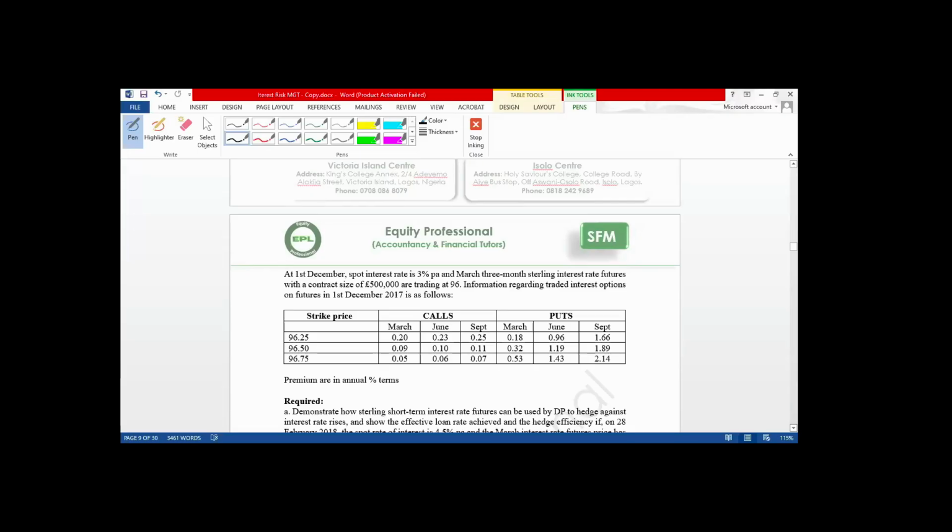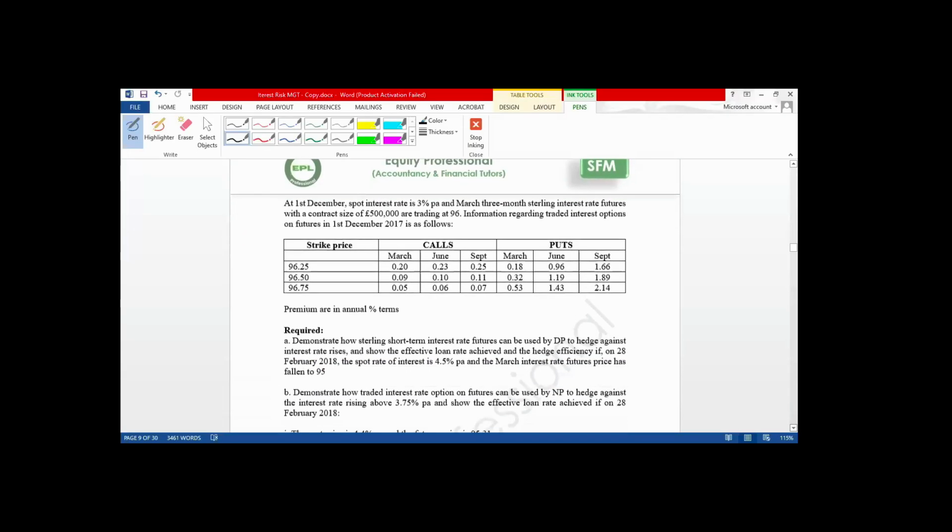Information regarding traded interest rate options on futures on December 1st, 2017 is as follows. You have this strike price. Your strike price is your exercise price. You are given the call options and the put options for March, June, September. Premiums are in annual percentage.